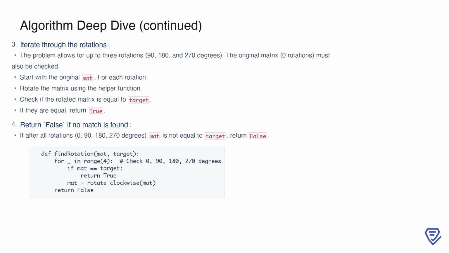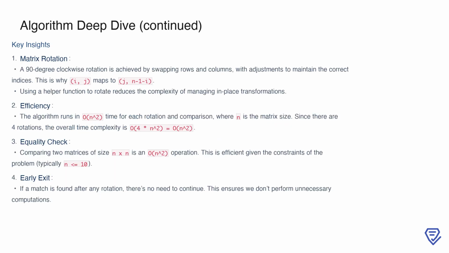The Python implementation of the findRotation function encapsulates this logic. It iterates up to 4 times, checking the equality of the matrices after each rotation. The early return ensures that we save computation time by stopping as soon as a match is found. Now, let's break down the key insights of this algorithm. First, the matrix rotation itself is based on swapping rows and columns with adjustments to maintain the correct indices. Specifically, the transformation of (i, j) to (j, n-1-i) ensures that the elements are repositioned correctly for a clockwise rotation. Using a helper function to handle this transformation simplifies the process and avoids the complexities of in-place rotation.